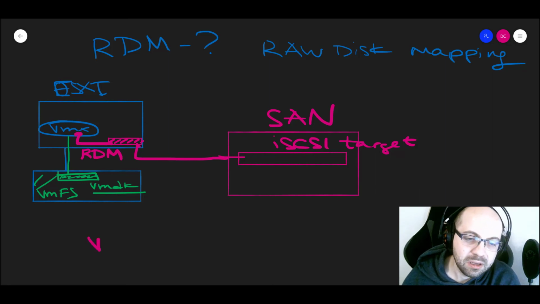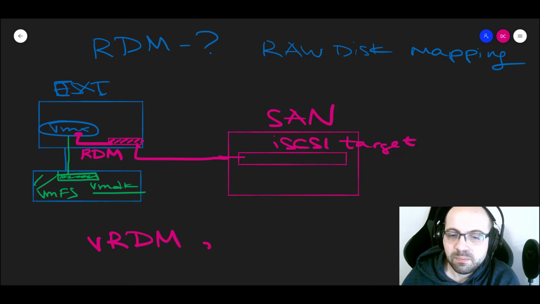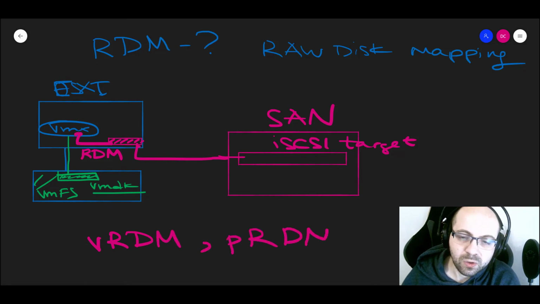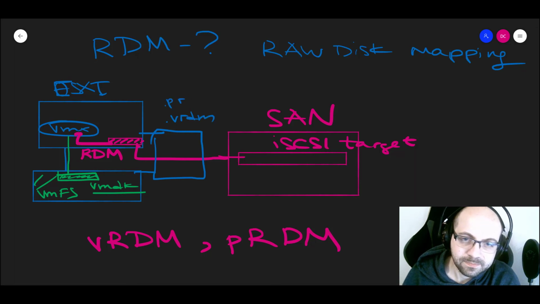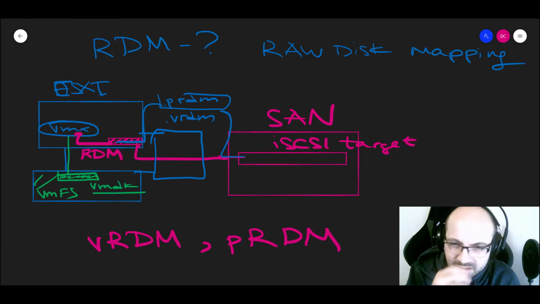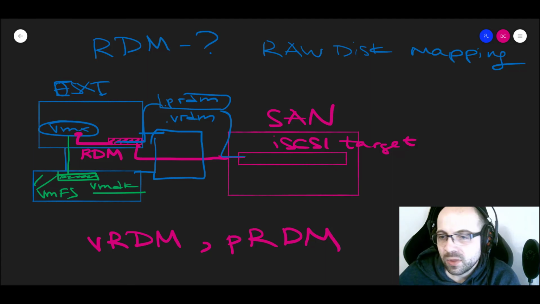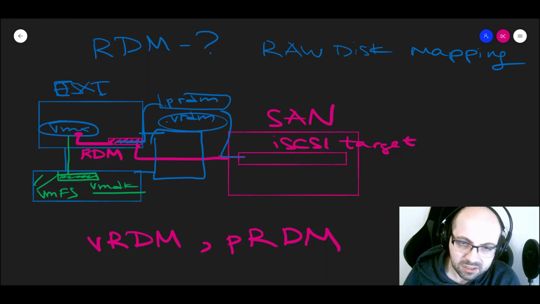Now there are two types of RDM, VRDM and PRDM, virtual RDM and physical RDM. And it is pretty simple. What it actually looks like here, you don't really put it directly through iSCSI. There is a file created, .vrdm or .prdm, which simulates this iSCSI connection. So you kind of connect a disk file, but in reality, it's not a file, it's a link to the iSCSI target. If you have a virtual disk, you also create a VMDK descriptor.